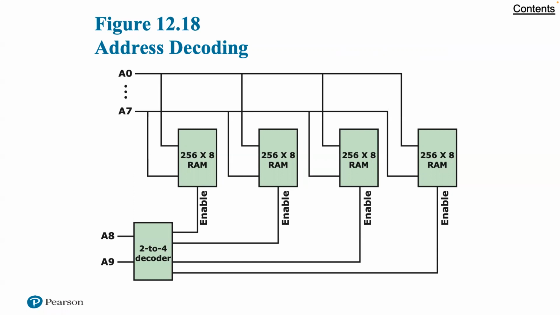Each chip requires 8 address lines, and these are supplied by the lower order 8 bits of the address. The higher order 2 bits of the 10-bit address are used to select one of the 4 RAM chips. For this purpose, a 2 to 4 decoder is used, whose output enables one of the 4 chips as shown in figure 12.18, which we're showing here.